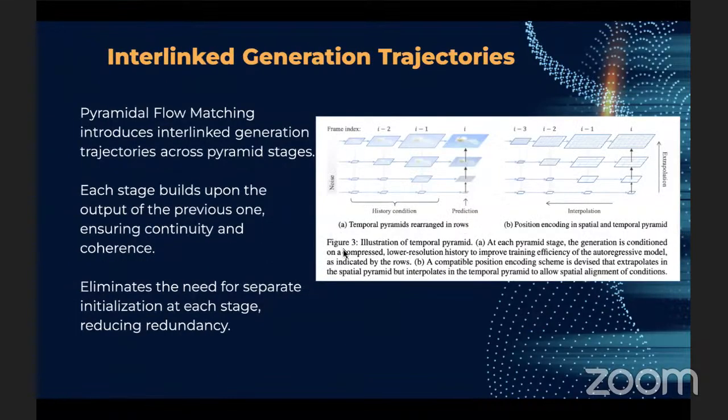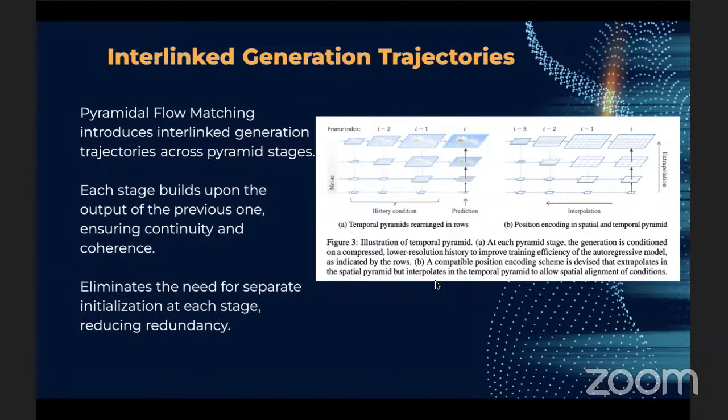In my slide, what I'm about to explain is the interlinked generation trajectory. It introduces the interlinkedness between the generation trajectories, the flow of the pyramid. Each stage is built on the output of the previous one, so this will help to ensure continuity and coherence. You can see in the figure that at each pyramid stage, the generation is conditioned on the compressed and low-res history to improve training efficiency.